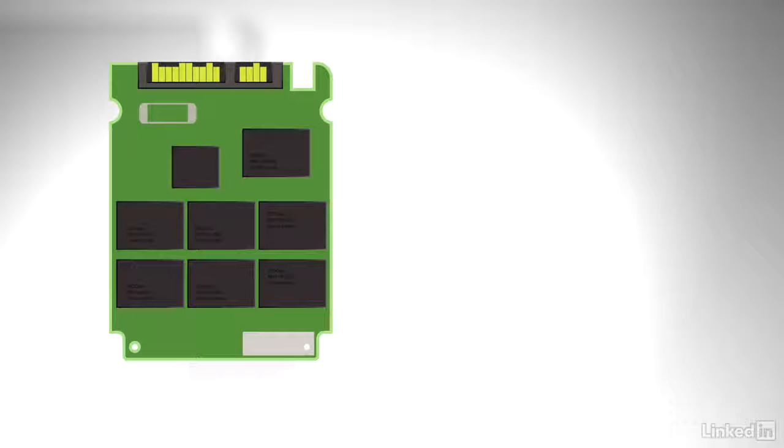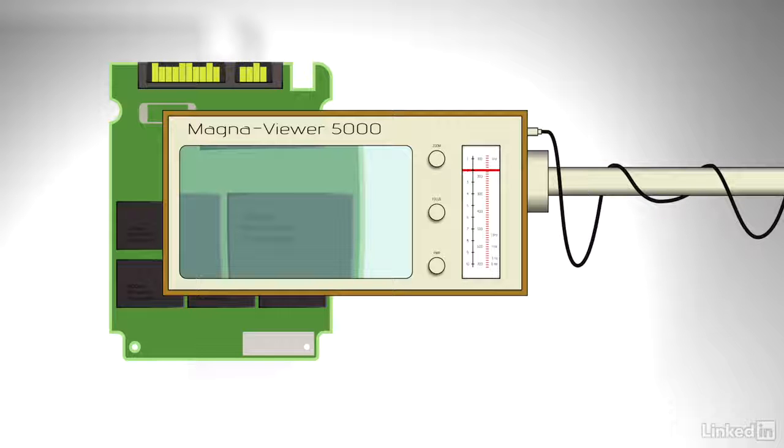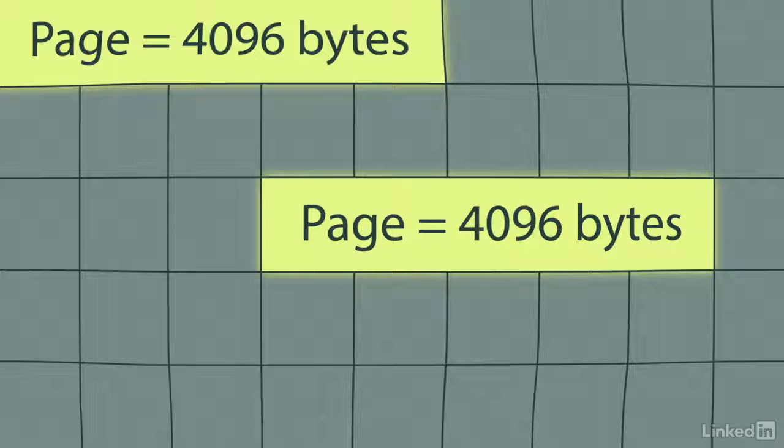Now here is an SSD. SSDs store their data on flash memory, so we really can't see the ones and zeros on this SSD. So if we only had some kind of magic device that could open up these chips and let us look inside and see what's really happening, we would look in and we would see that the data is stored in discrete chunks called pages. On an SSD, these pages are typically 4,096 bytes each.